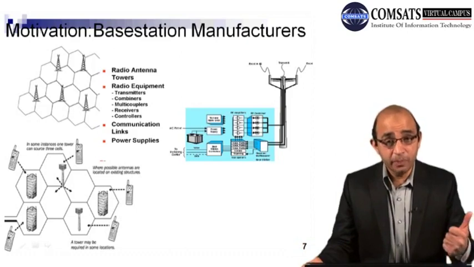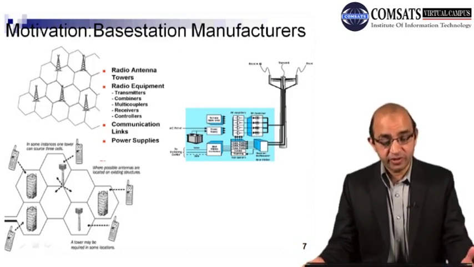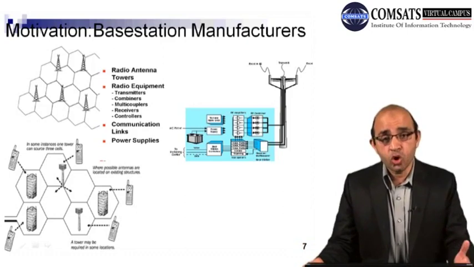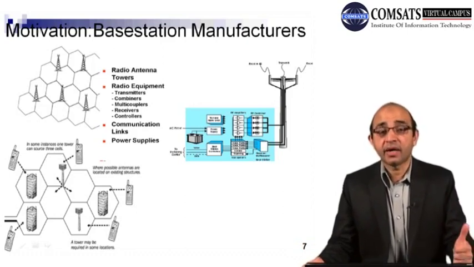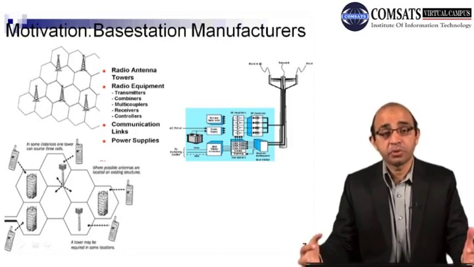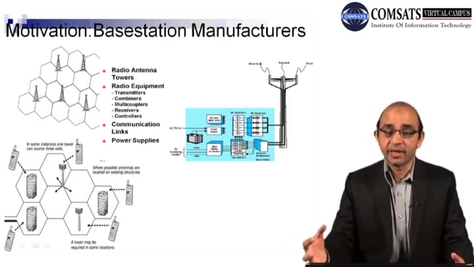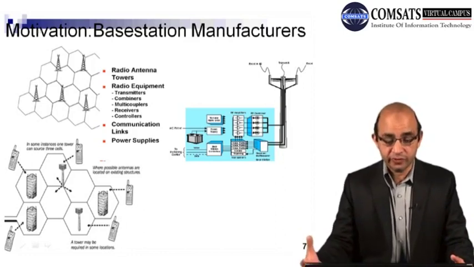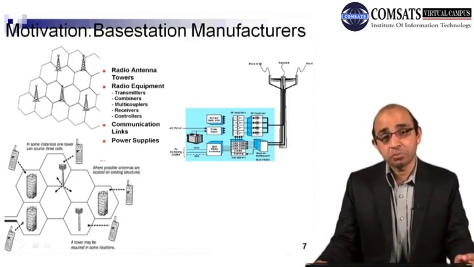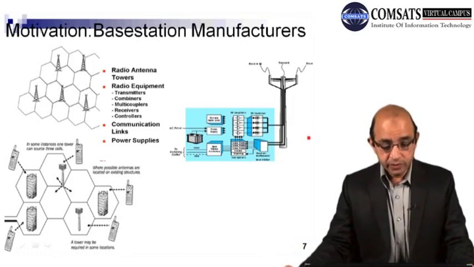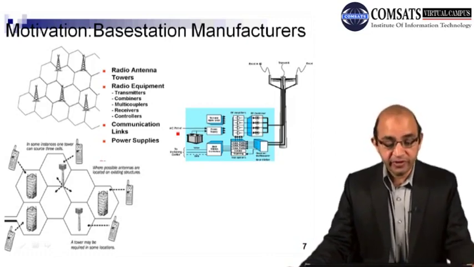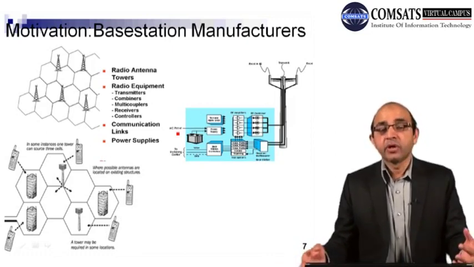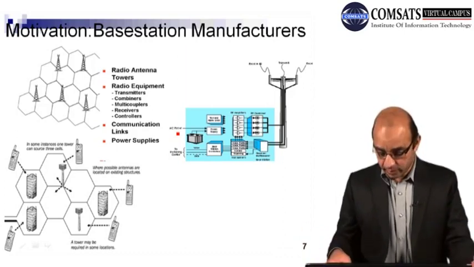The base station manufacturers want their products to be capable of supporting most of the services, because then they can attract most of the carriers. So this is another point: we have different antennas, different interfaces, different radio equipment, and we have to support different communication links. So how is it possible?